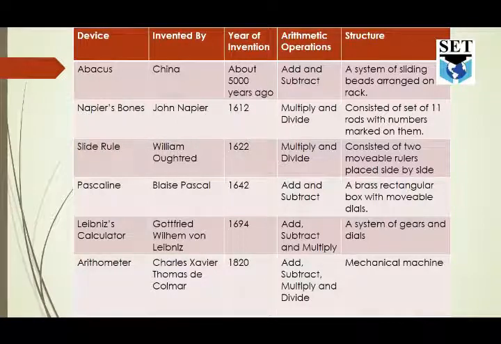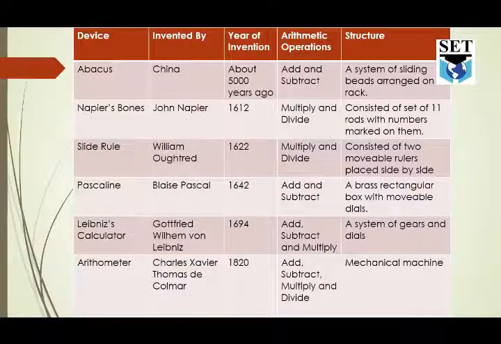The slide rule is basically based on the idea of Napier's bones, but the structure is different. It consists of two movable rulers placed side by side, and by arranging these rulers we can get our answer for multiplication and division.